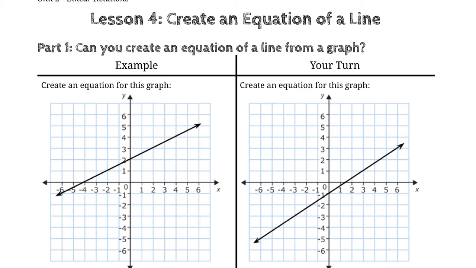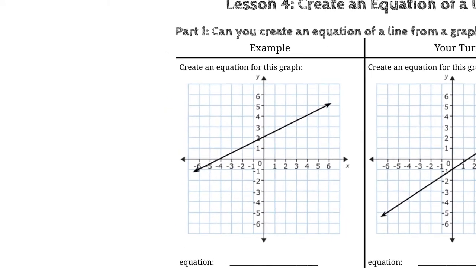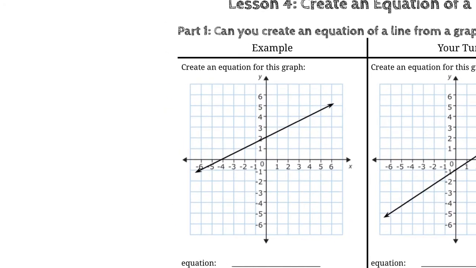In this lesson, we're going to learn how to create an equation of a line when we're given the graph. So let's review something first. An equation of a line is in the form y equals mx plus b. M is the coefficient that's in front of x. This is the slope, and you might remember this as the rate of change.